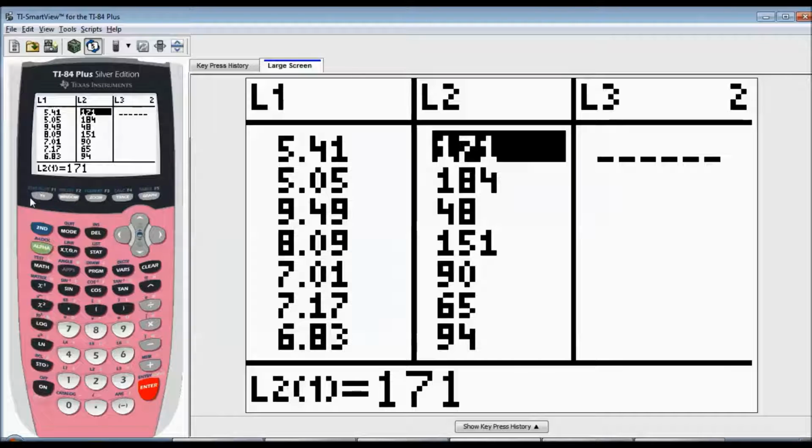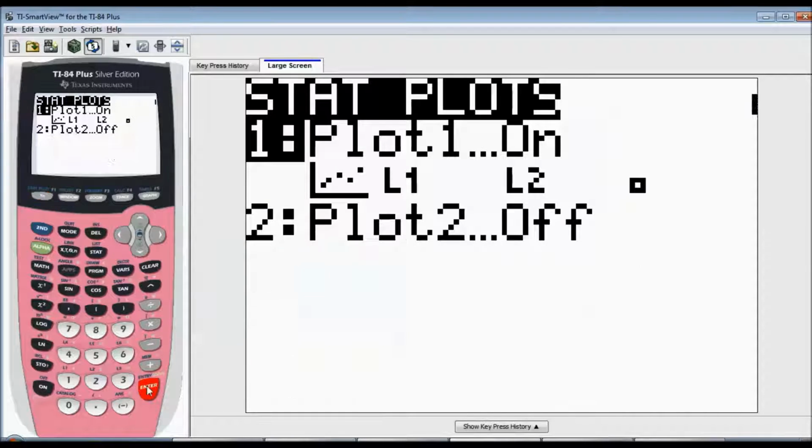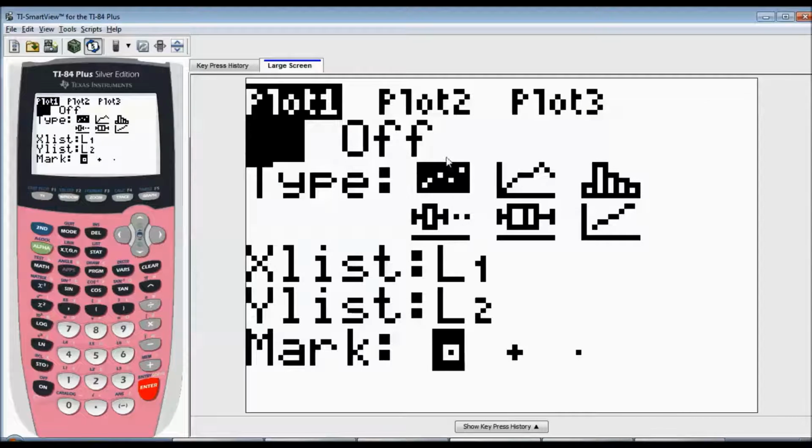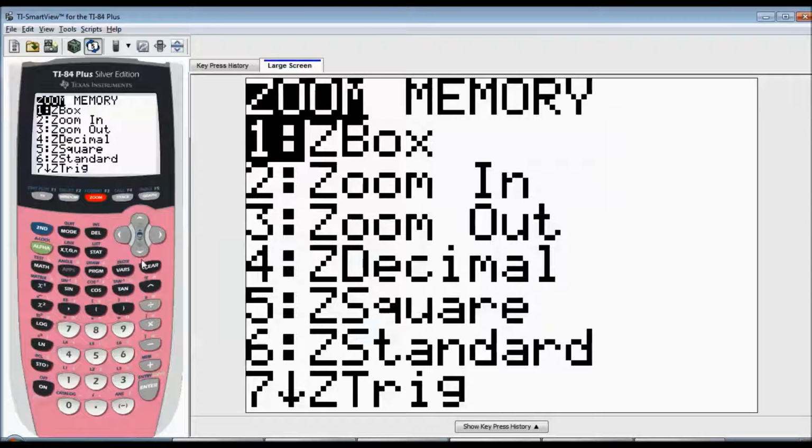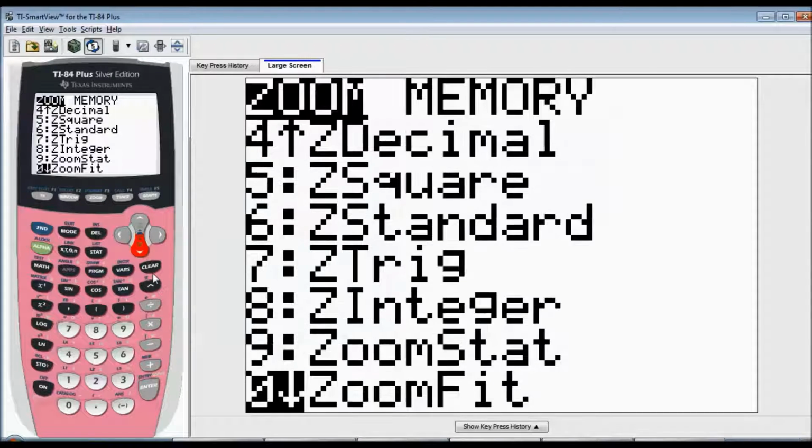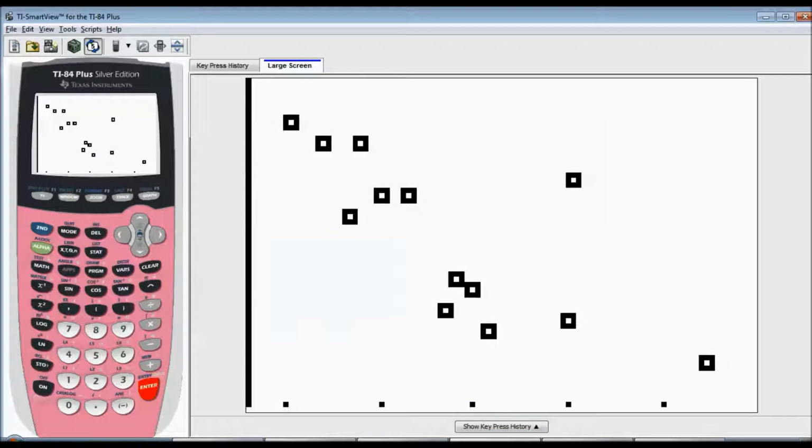Remember, your stat plots are under your y equals, so I go second, y equals. And the first type here, that's going to be a scatter plot. And I put my x and y in L1 and L2. I'm going to make sure I do a zoom stat. Remember, that's the 9th one down. So zoom and then hit 9, which is typically the one that you're going to be doing. So I'm going to do a zoom stat, and it's going to do it for me. And I use the little square boxy things, so that's what that looks like, which is great.